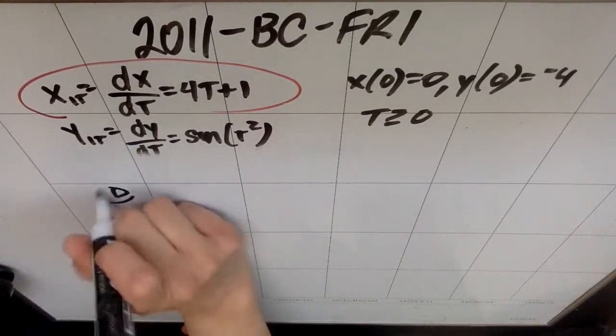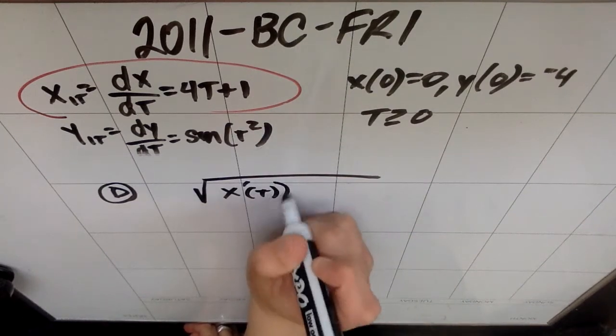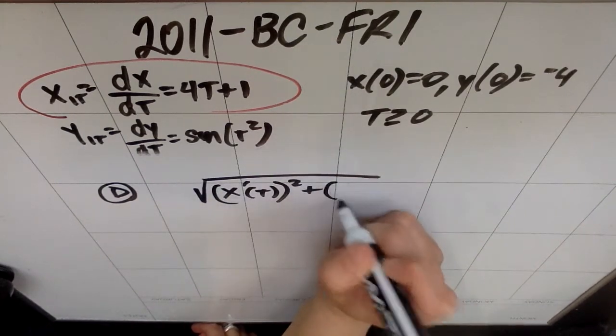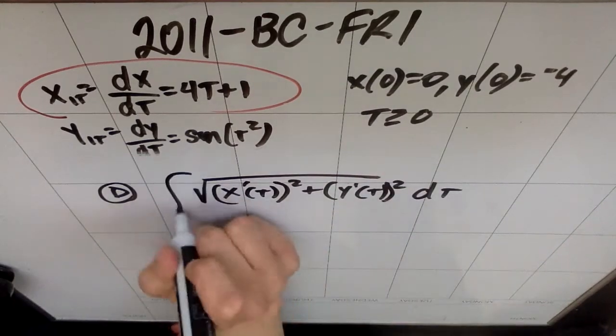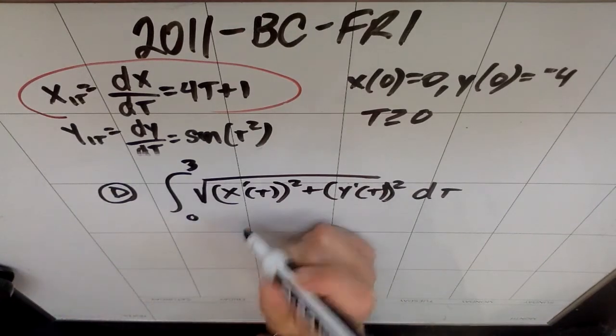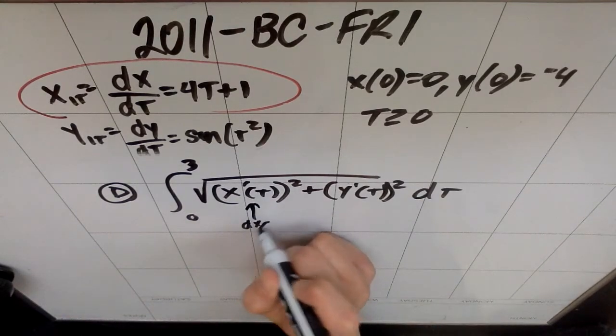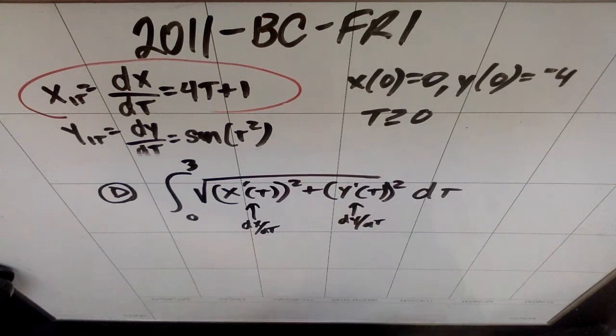So for part D, right, the speed formula is the square root of x prime of t quantity squared plus y prime of t quantity squared. And we're going to integrate with respect to t from 0 to 3, right? And that's all I have to write, right? And if you want to call this dx dt instead, and you want to call this dy dt instead, that's fine, right? They've used the two notations interchangeably in this problem, so that's just fine.